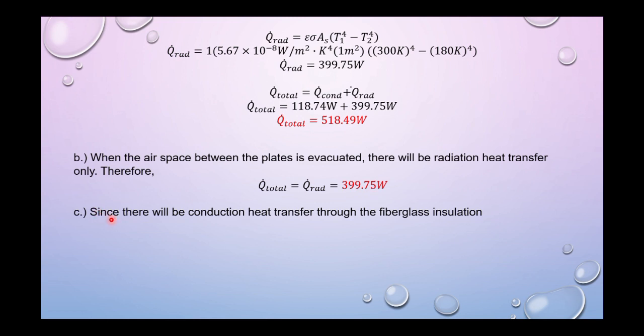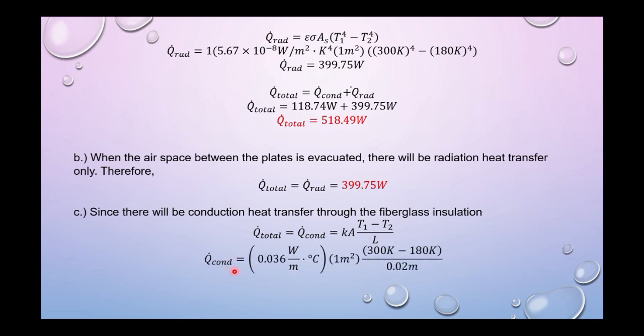Next, since there will be conduction heat transfer through the fiberglass insulation, Q total is equal to Q conduction. Since our Q conduction is equal to k times A times T1 minus T2 over L, substitute. So Q conduction is equal to 0.036 watts per meter degree Celsius, which is the thermal conductivity of the fiberglass insulation, times the area 1 square meter times 300 Kelvin minus 180 Kelvin over 0.02 meter. So our Q conduction is equal to 216 watts.